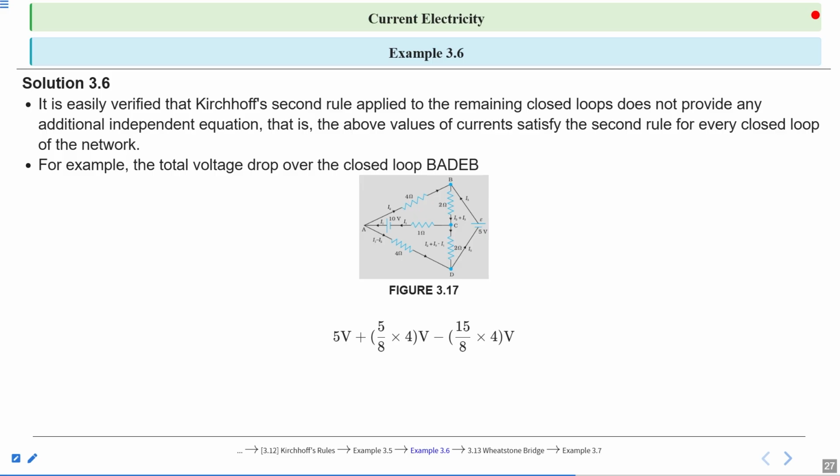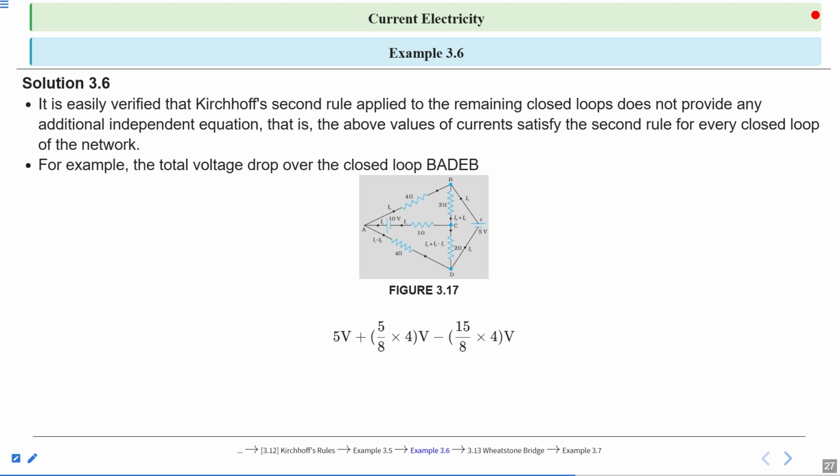Now in BADEB, 5 volt, we are going from the negative to the positive terminal of the battery, from D to B. So 5 volt will be positive. Now we are going from B to A, in the opposite direction of the I2 current. So the positive sign will be taken.